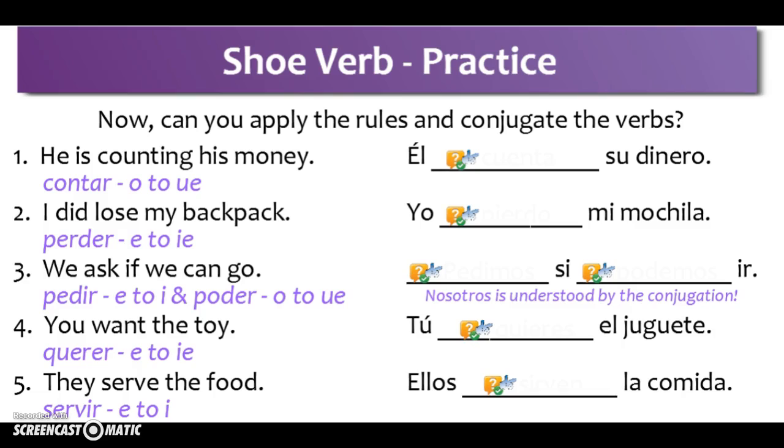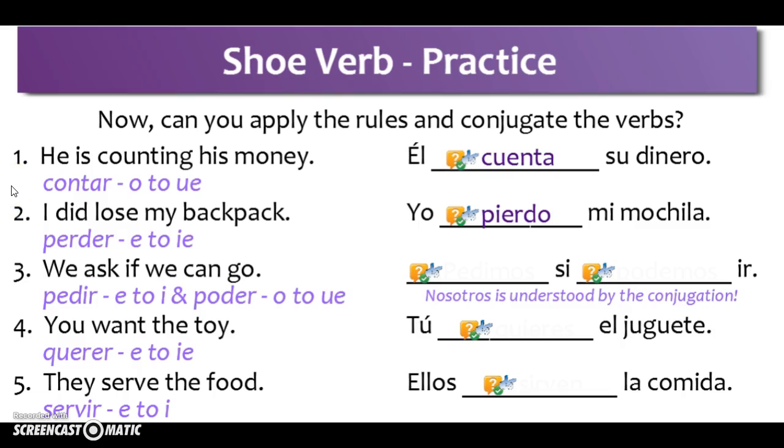So let's take a little practice. He is counting his money. We're using the verb contar, which is an O to UE verb. So we're going to change that to él. Take a second. Él cuenta su dinero. I did lose my backpack. Perder is our verb here, and it's an E to IE verb. We're conjugating for yo. Yo pierdo mi mochila.